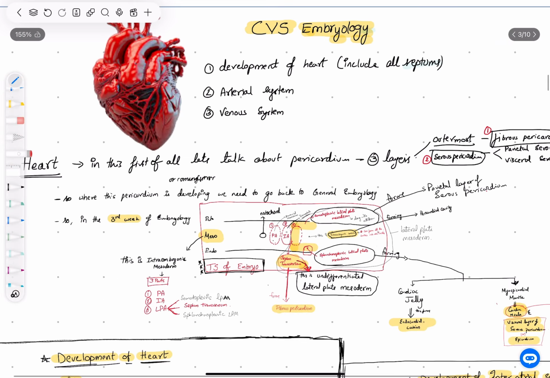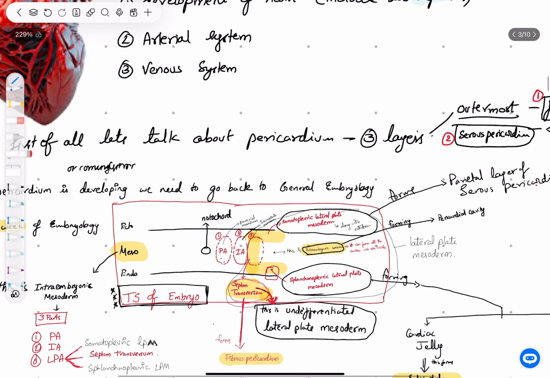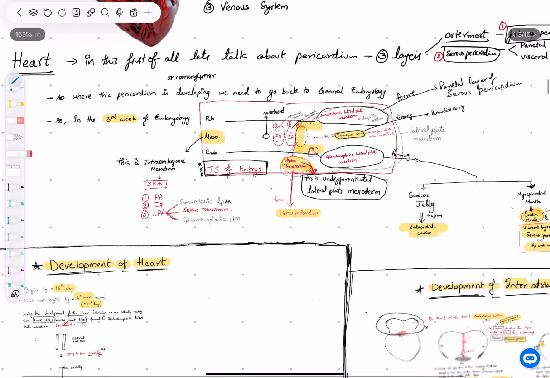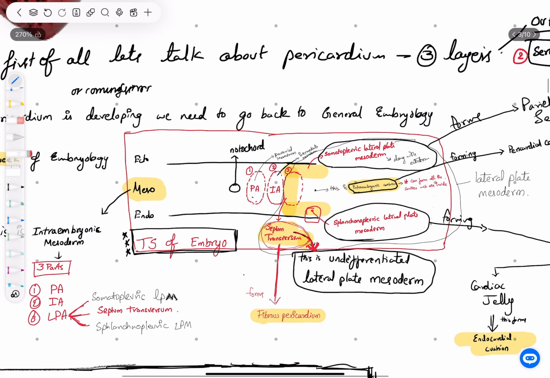So in general, let's talk about the heart. First of all, let's talk about the pericardium. The pericardium has three layers: the outermost fibrous pericardium, and the serous pericardium, which is divided into parietal serous and visceral serous. To see where this pericardium develops, we need to go back to general embryology.